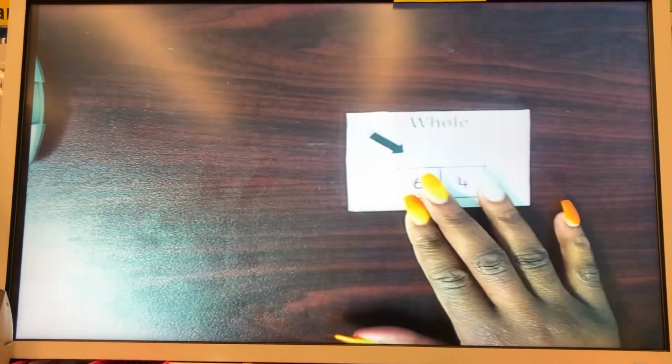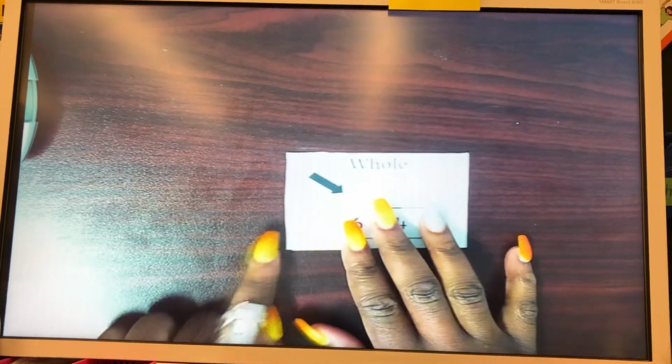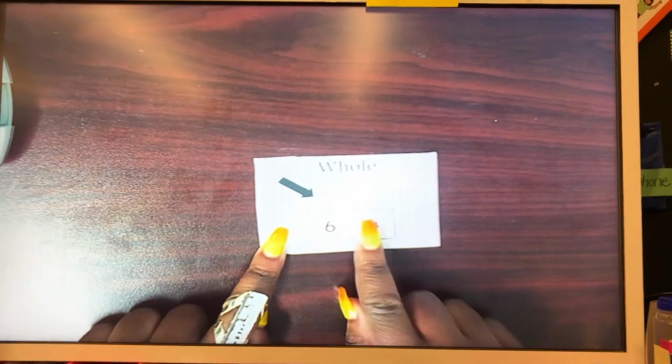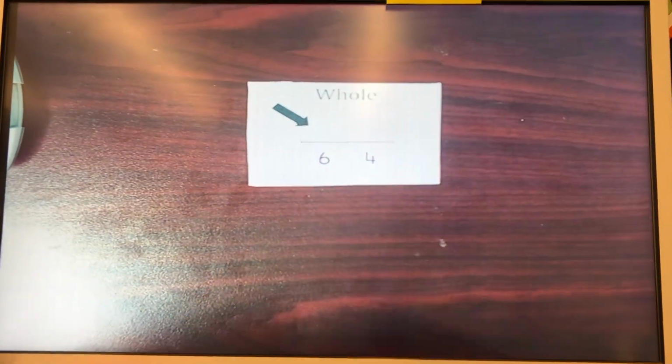All right, boys and girls, before we get started, let's go over our math vocabulary. Our math vocabulary words. So the first one is whole. The whole is the two numbers combined together.